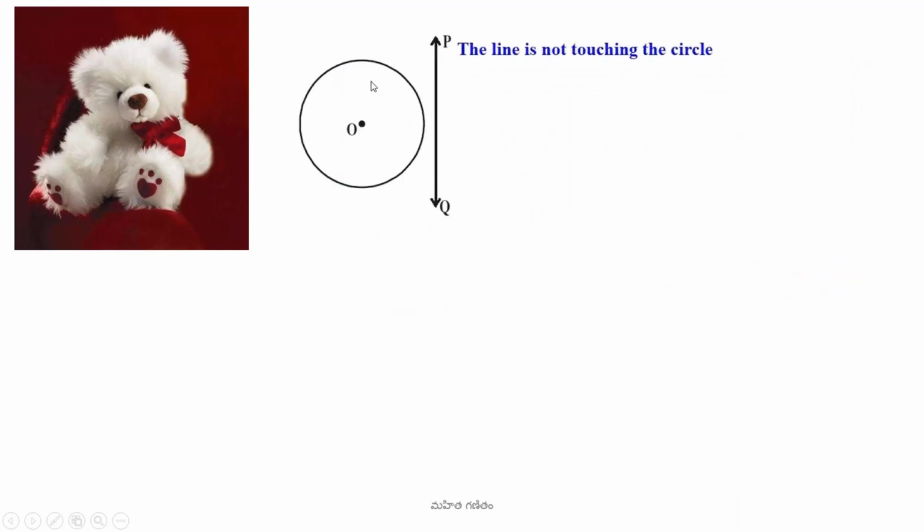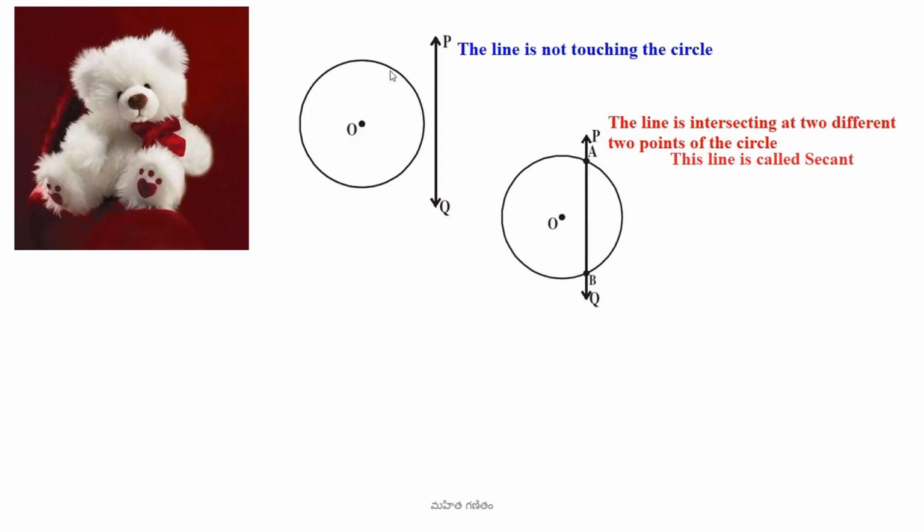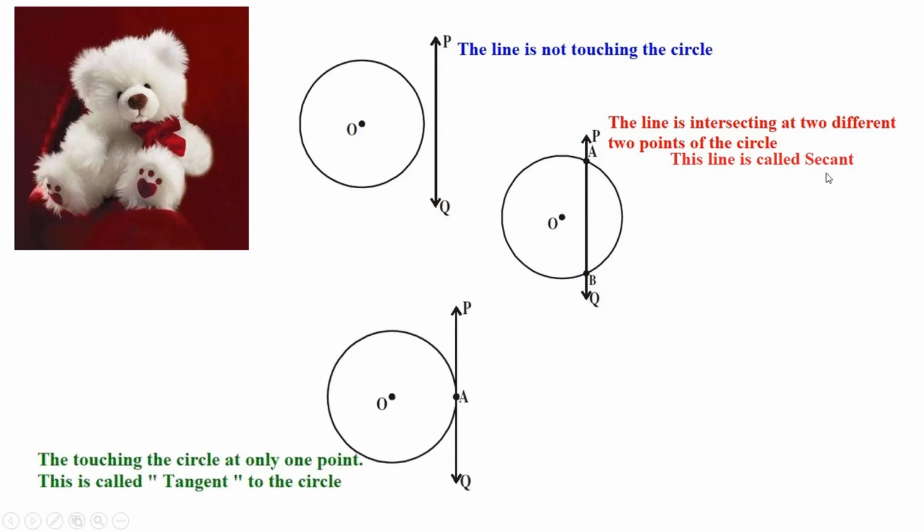Here, in a plane, there is one circle and one line. There is no touching and no intersecting. If a line intersects the circle at 2 points, then the line is called a secant. If the line touches the circle at one point, then the line is called a tangent.